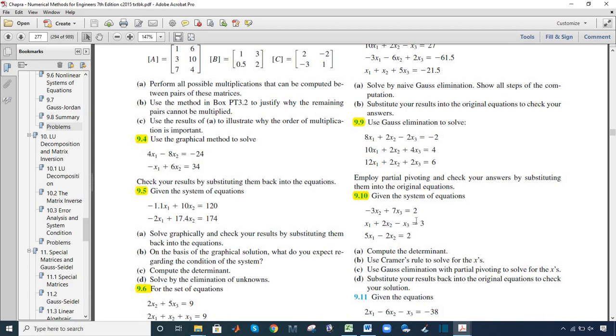When you solve this question 9.10, when you find its determinant, its value will be equal to minus 69, and the values of x1, x2, x3 will be as follows: x1 will be equal to 0.985507 and x2 is equal to 1.463768 and x3 is equal to 0.913043.